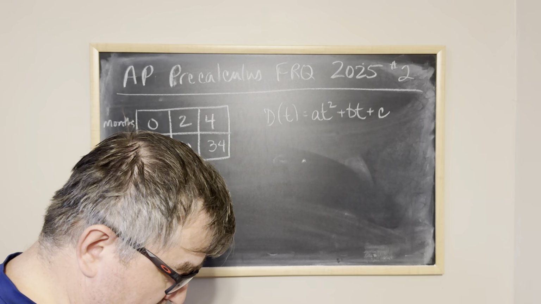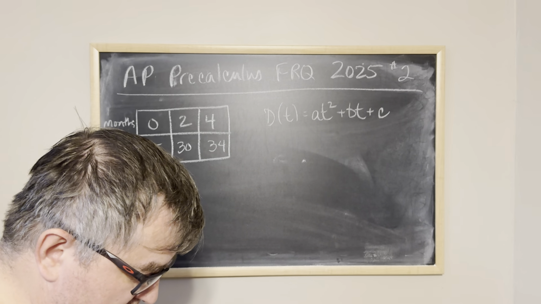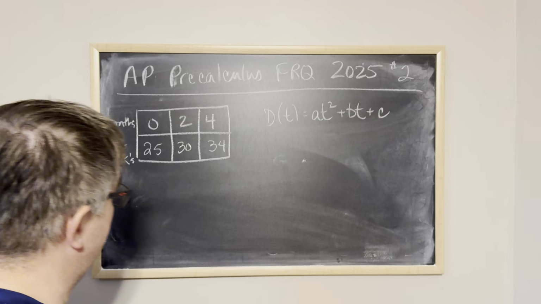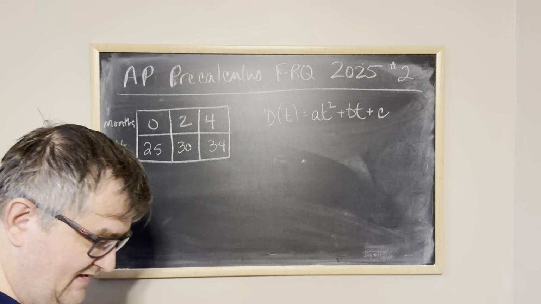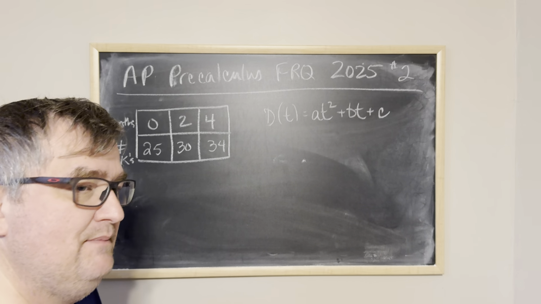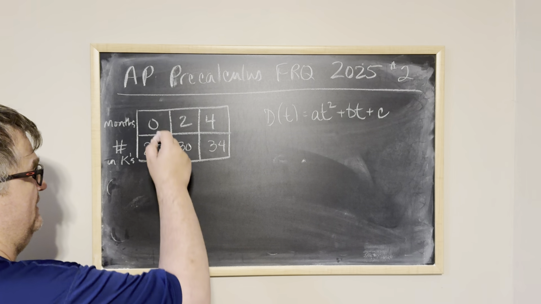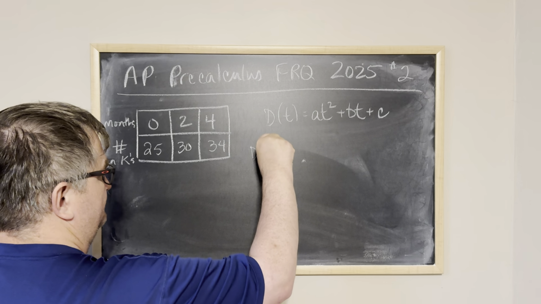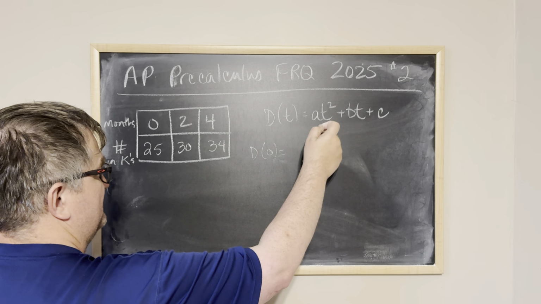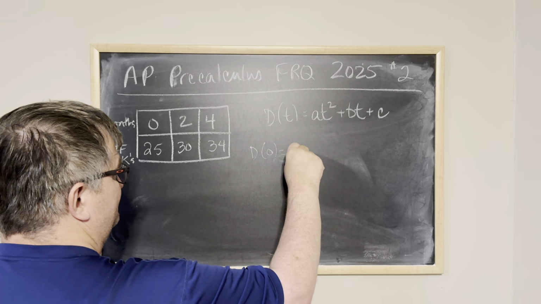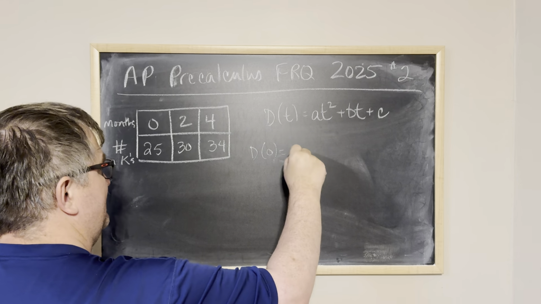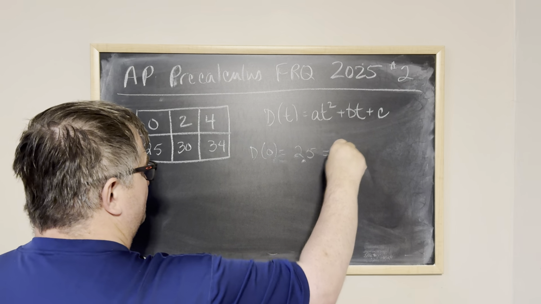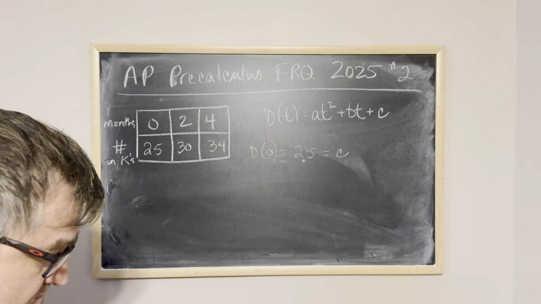So let's do question A. Use the given data to write 3 equations using this chart. And then we're going to find the values of A, B, and C as decimal equivalents. So at t is 0, we have 0, 0 plus C, but C is 25. So let's write that out. Pretty straightforward.